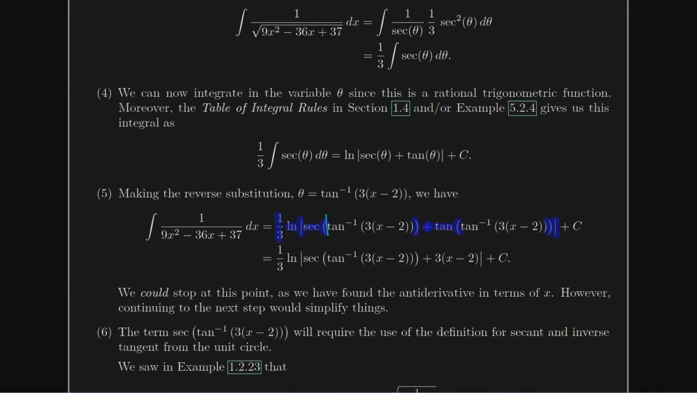Now, why do I have something here that's not theta? Well, it's because at the end of the day, we're still performing a substitution, aren't we? The substitution we chose in this case was that x minus 2 was 1/3 tangent of theta.